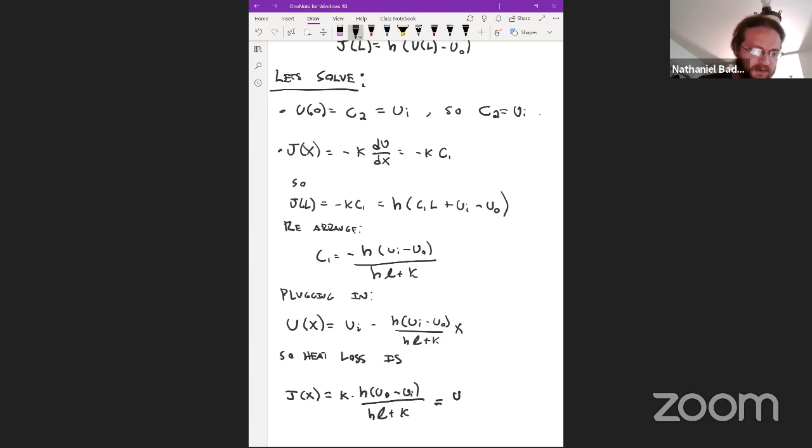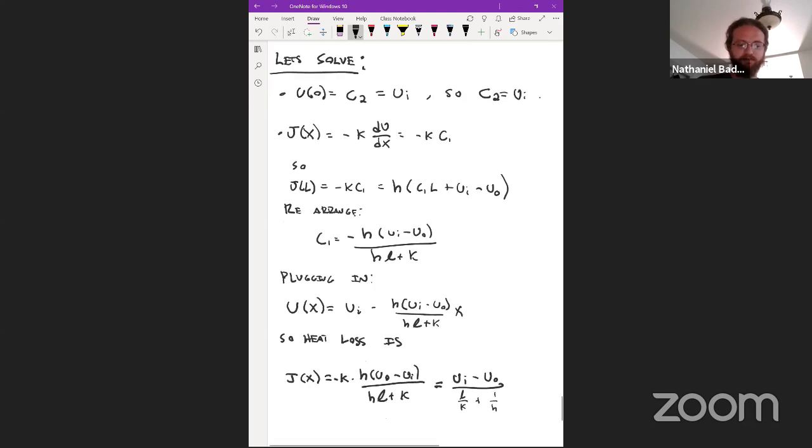Sorry, let me just make sure that I'm, so this is a minus sign. Ah, sorry. I forgot that there's a negative, minus K, not just K. So this then is UI minus U naught times L over K plus 1 over H.